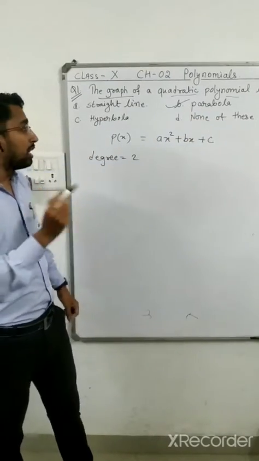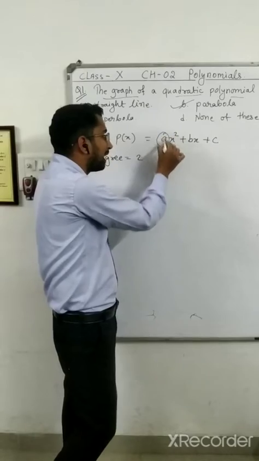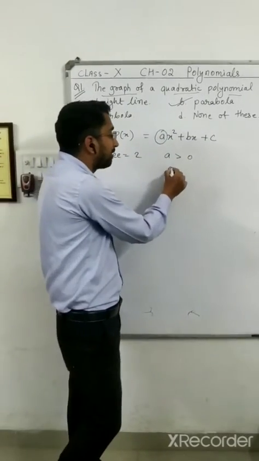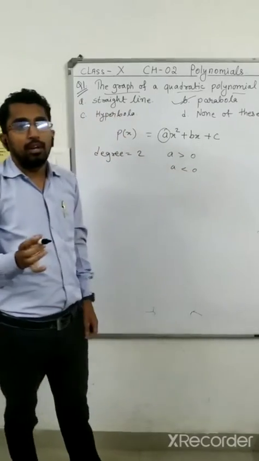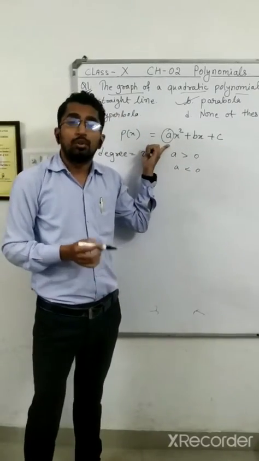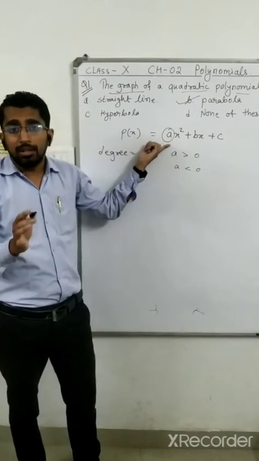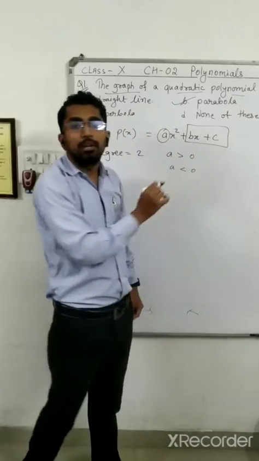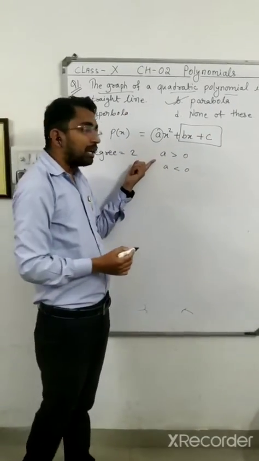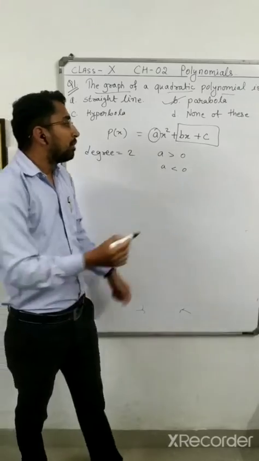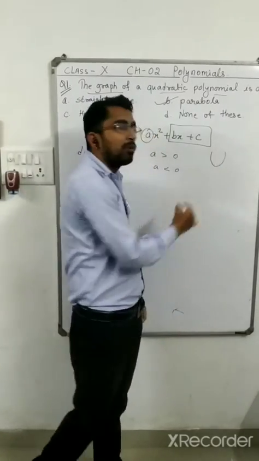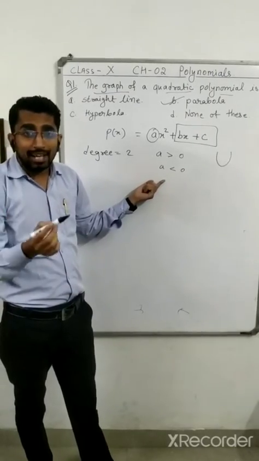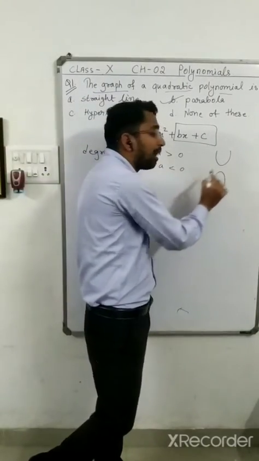Now there are two conditions. Considering this a, if it is greater than 0 or lesser than 0, we very well know that this a, the coefficient of x square, can't be 0. Otherwise it will be only a linear polynomial left. So if it is greater than 0, just remember your parabola will open upwards, and if it is lesser than 0, meaning the value of a is negative, it will open downwards.